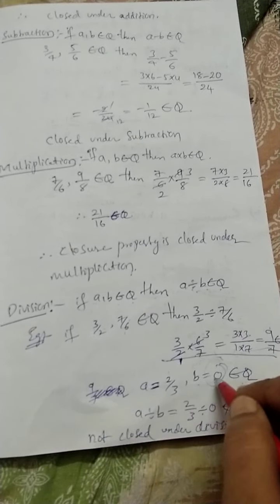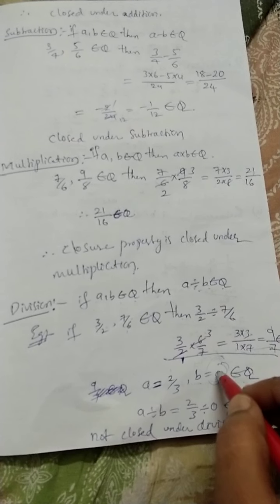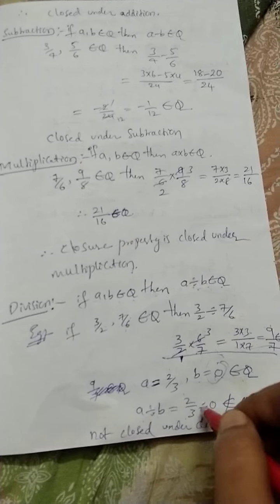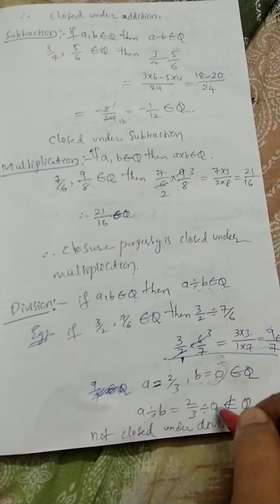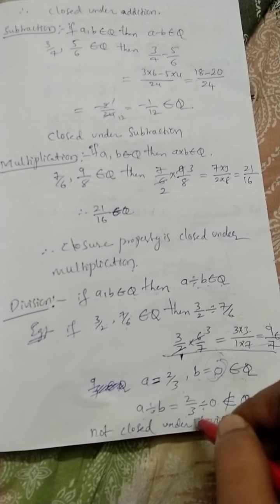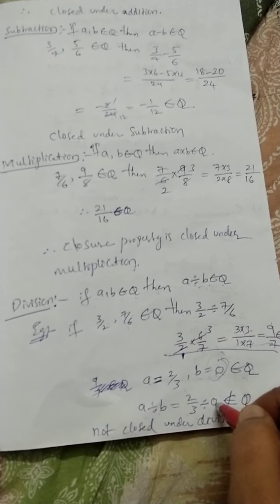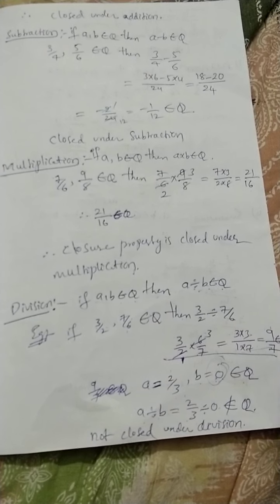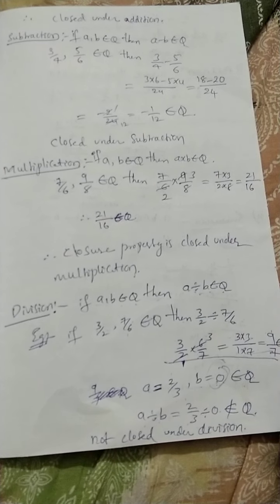2 by 3, b is equal to 0 belongs to q. 0 is also a rational number. So now do the division, 2 by 3 divided by 0. Can we divide 2 by 3 with 0? No, we cannot divide. So it is not closed under division. It is not closed under division.